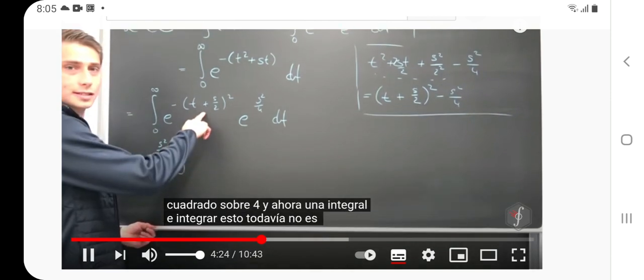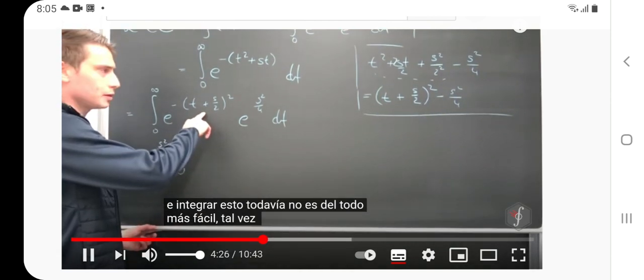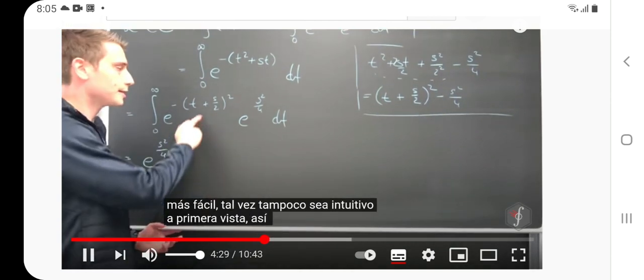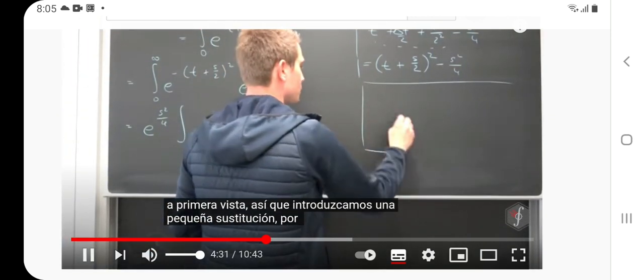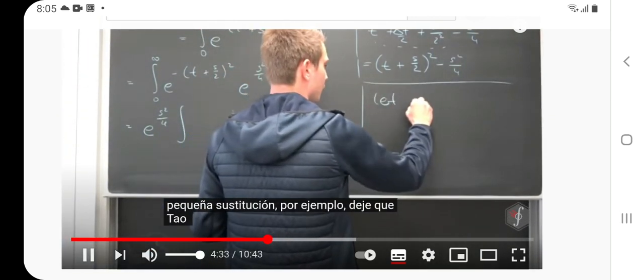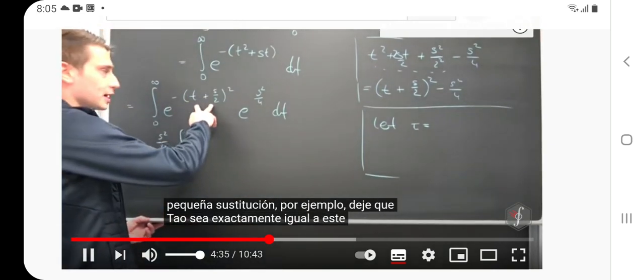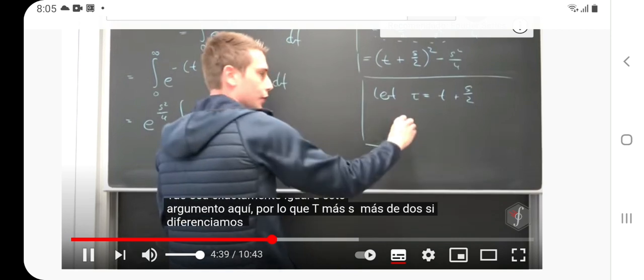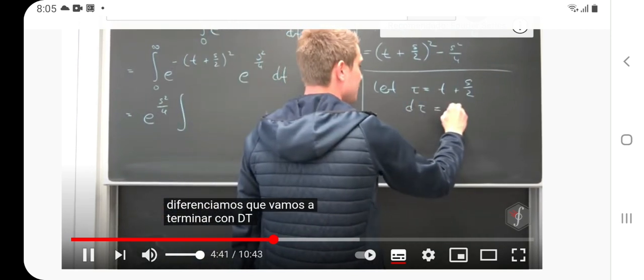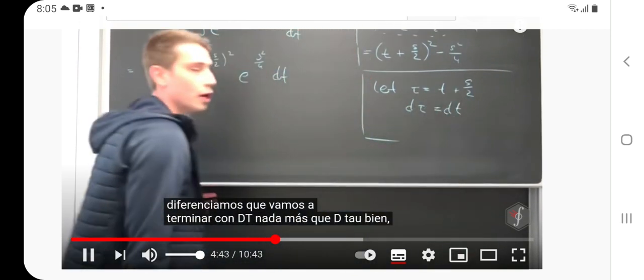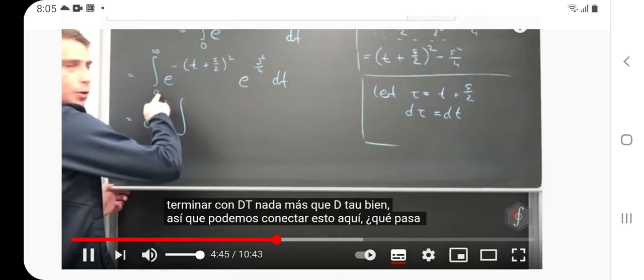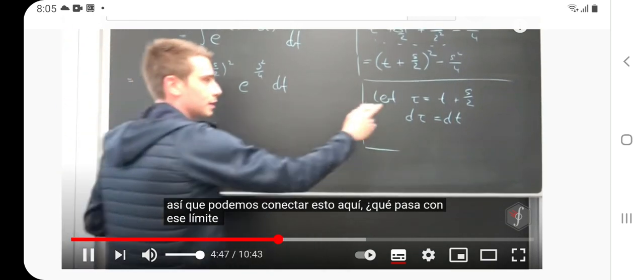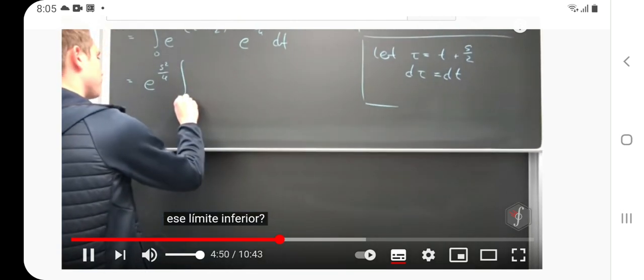And integrating this is still not quite easy, maybe also not intuitive at first sight, so let's introduce a little substitution. For example, let tau be equal to exactly this argument right here, so t plus s over 2. If we differentiate that, we are going to end up with dt being nothing but d tau. Okay, so we can plug this into here. What about the lower bound? If we plug 0 into here, that's going to be s over 2.